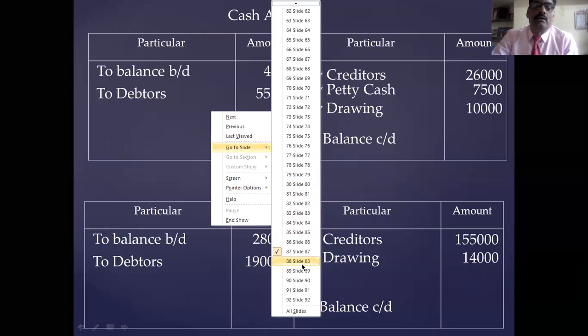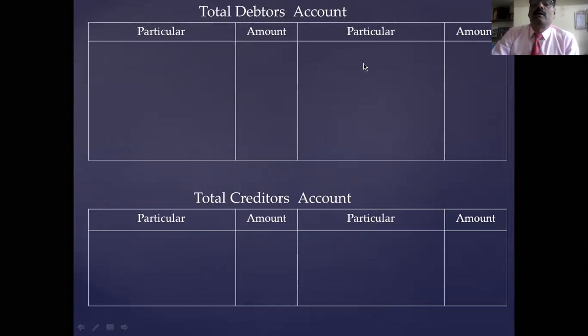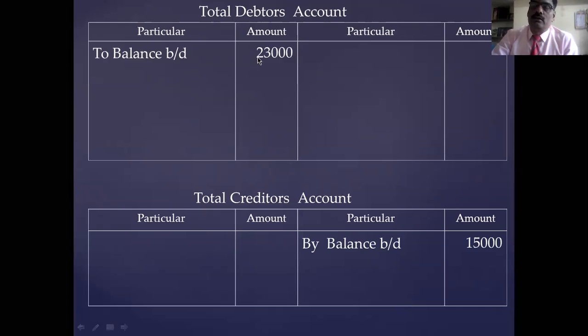Debtors and creditors. This is total debtors and this is total creditors account. First, I'll take the balance. Debtors account balance, creditors account balance. Creditors opening balance is 15,000. Then debtors balance is 23,000. Clear? Then come to starting.